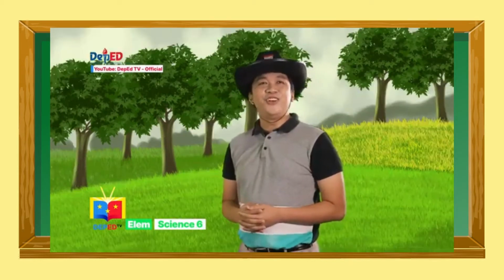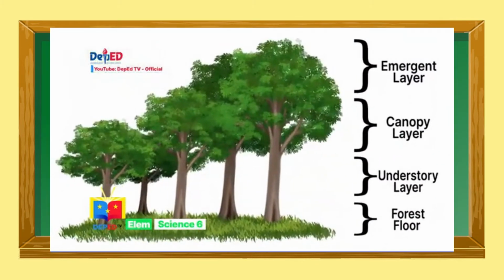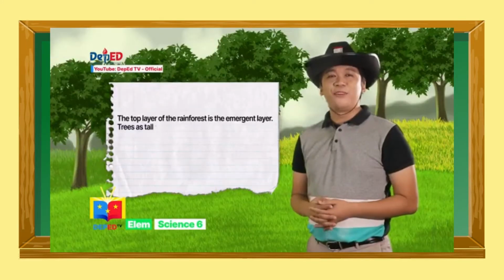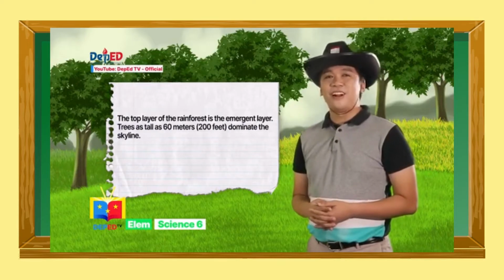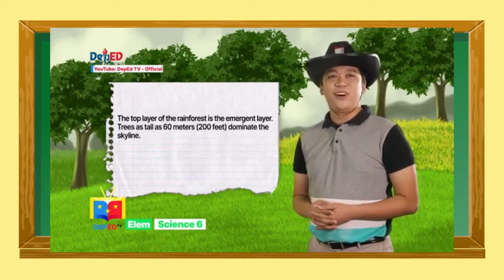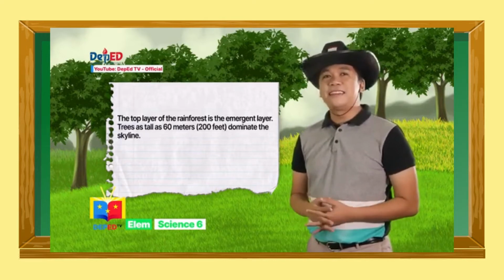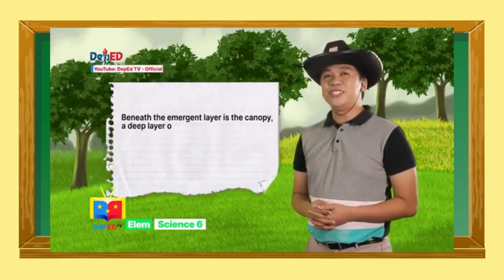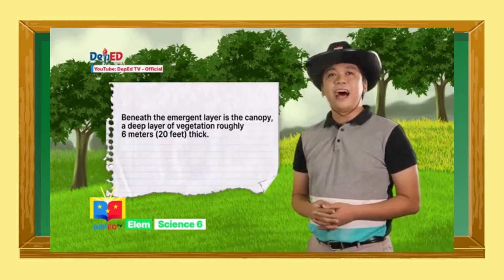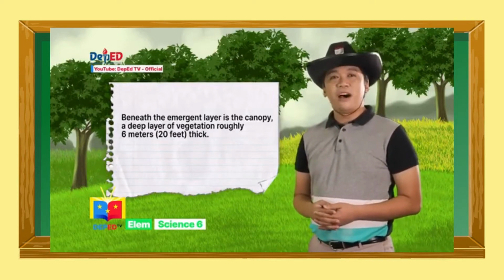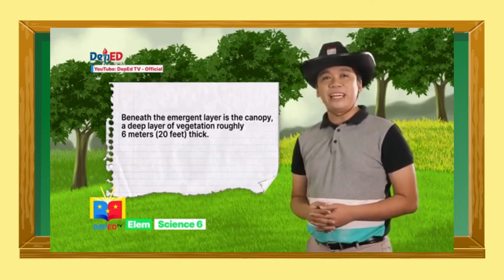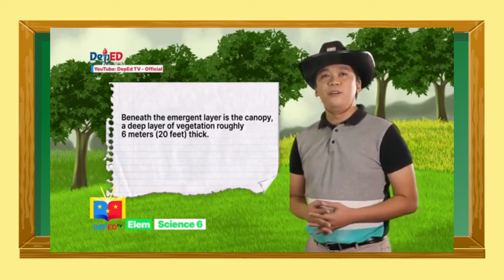Science-minded learners, do you know that the rainforest has different layers, namely emergent, canopy, understory, and forest floor? The top layer of the rainforest is the emergent layer. Here, trees as tall as 60 meters dominate the skyline. Beneath the emergent layer is the canopy, a deep layer of vegetation roughly 6 meters thick. The canopy's dense network of leaves and branches forms a roof over the 2 remaining layers.